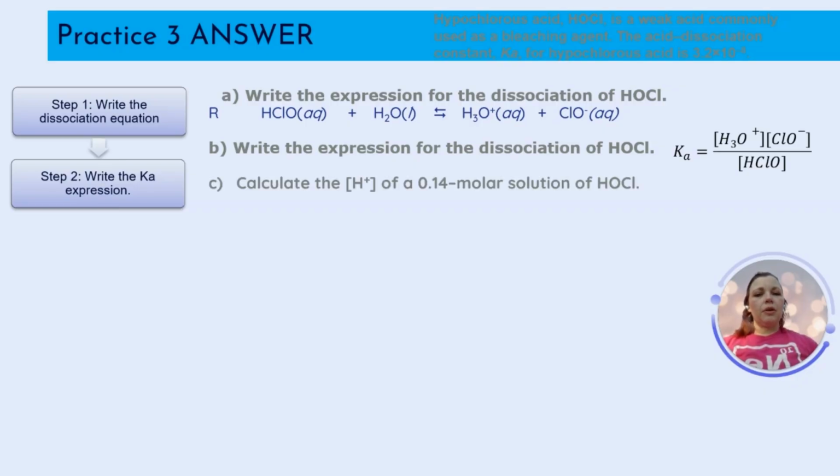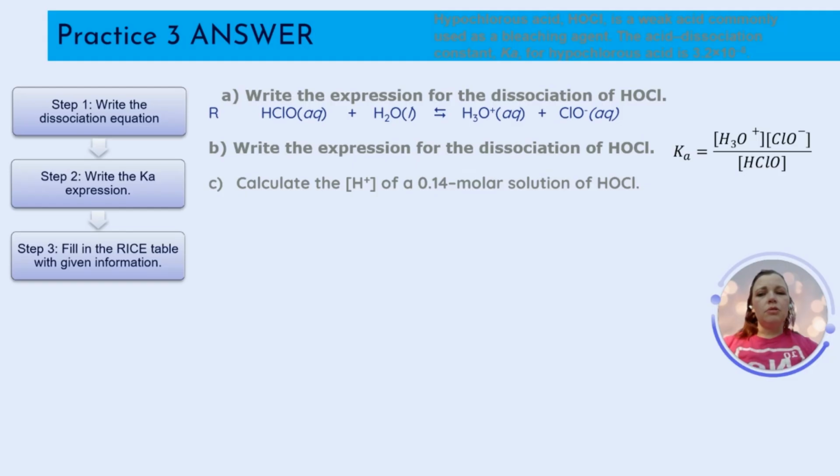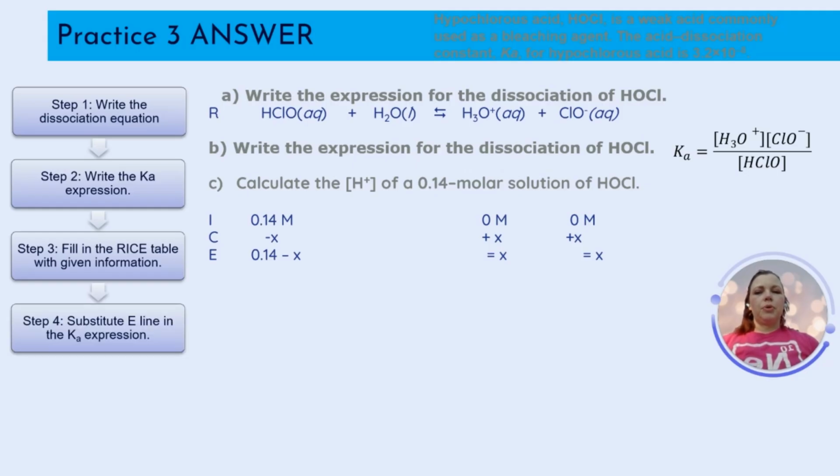So then to calculate the concentration of H plus, the next thing we do is fill in the ICE table with the given information. So we know that we're starting with 0.14 molar for HOCl, and then before it dissociates, we have 0 molar of our products. So then we're going to have a minus X, plus X, plus X situation, and then that will give us these equilibrium values. Now, we're going to substitute for the E line in the Ka expression.